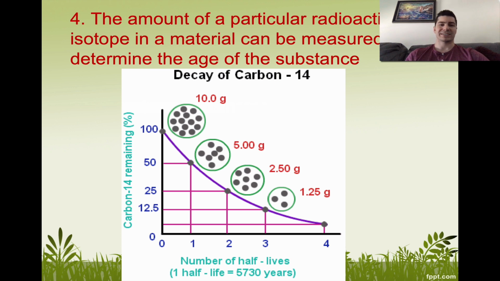So pretty much all we're doing is dividing the number by 2 each time. So 10 would go to 5 after one half-life. The 5 would go to 2.5 after 2 half-lives. And then the 2.5 would go to 1.25 after 3 half-lives, okay? So that's how you estimate how much would be left after a given number of half-lives.